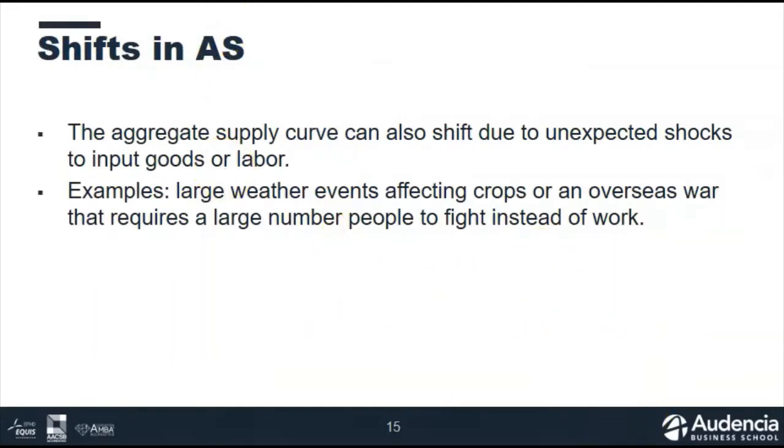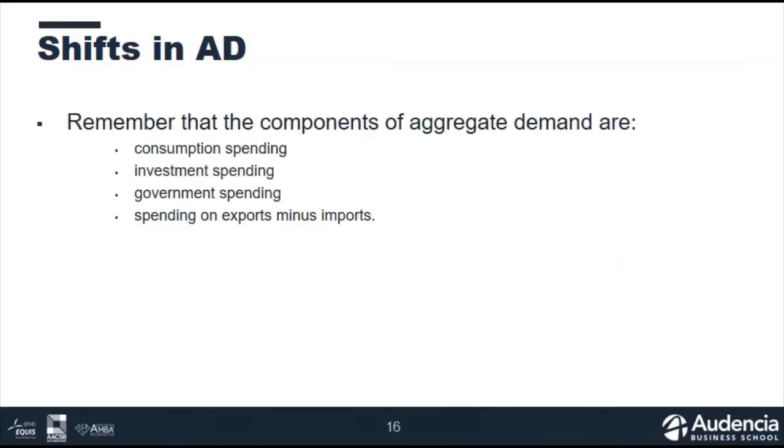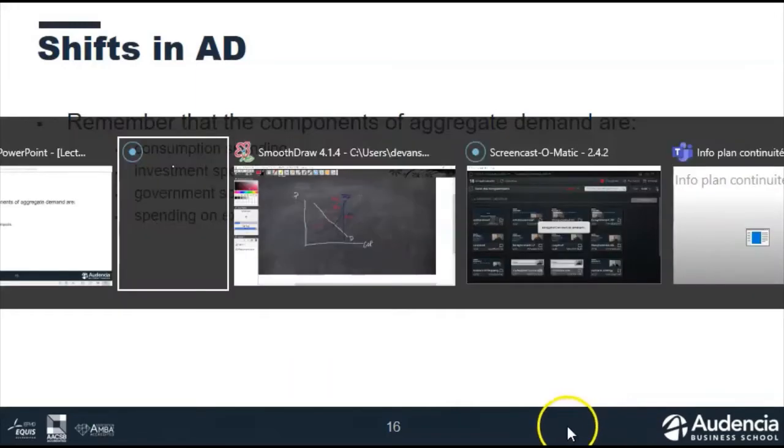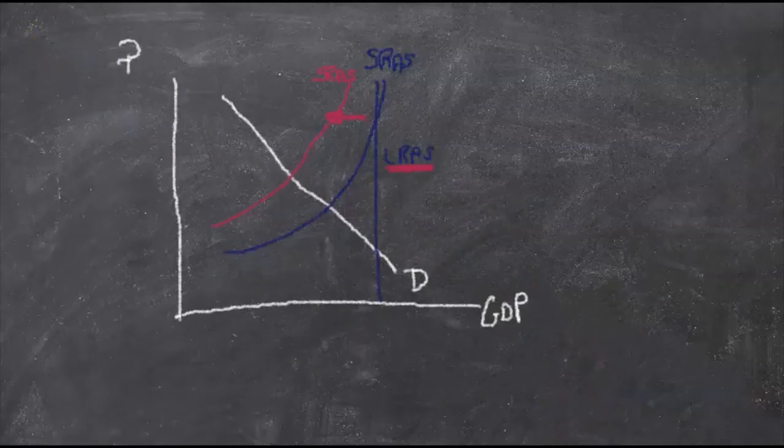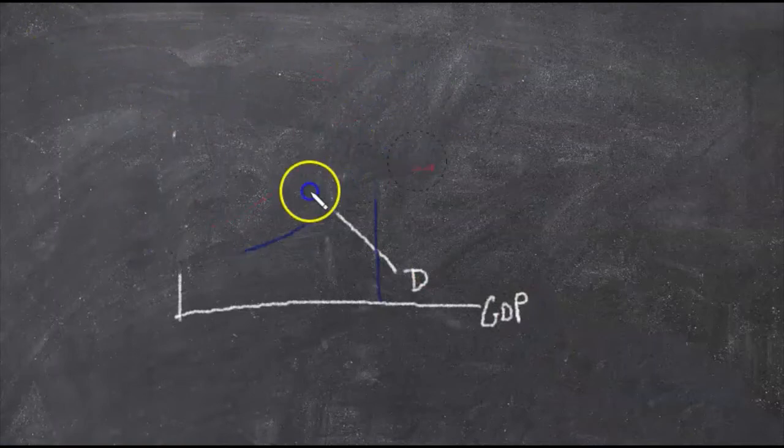So just bear in mind there are differences between this type of shift and temporary shifts. So, shifts in aggregate demand. Now remember that aggregate demand is composed of consumption, investment, government spending, and exports minus imports. So again, let me go back to my board here. So aggregate demand is composed.